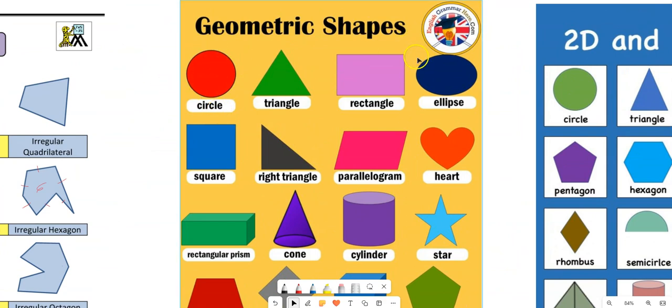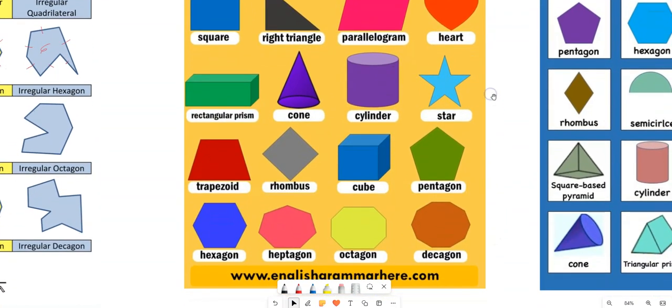So here are some shapes. Let's lock this one in place as well. So this is a circle. All right, so this one is a circle. This is a triangle. This is a rectangle, an ellipse, a square, right triangle, right angle triangle, parallelogram, parallel sides are equal. This is a heart, rectangular prism, cone, cylinder, star.